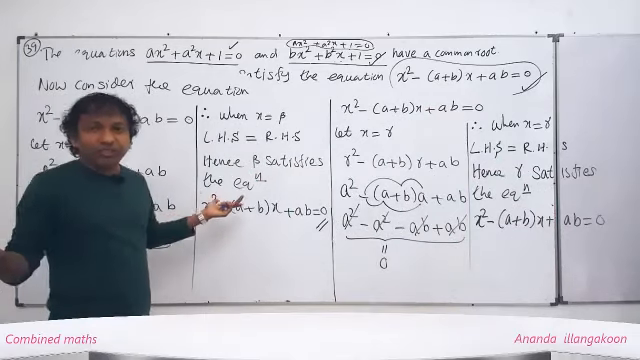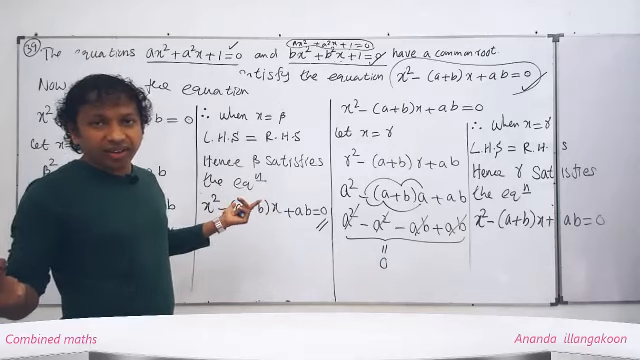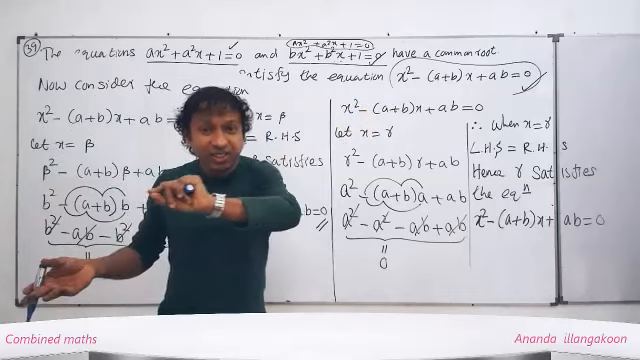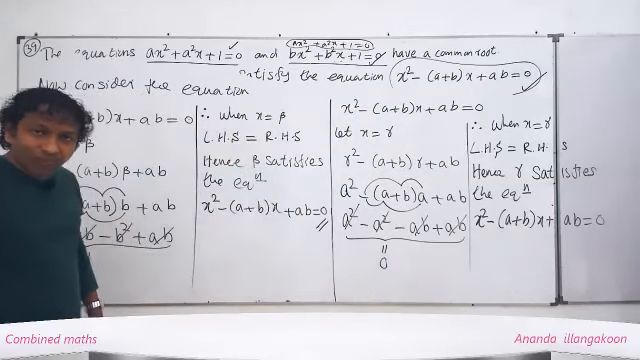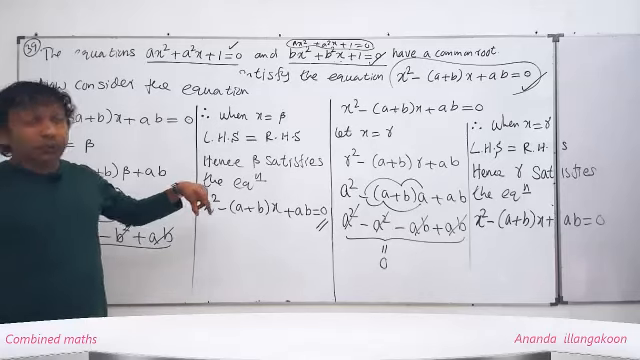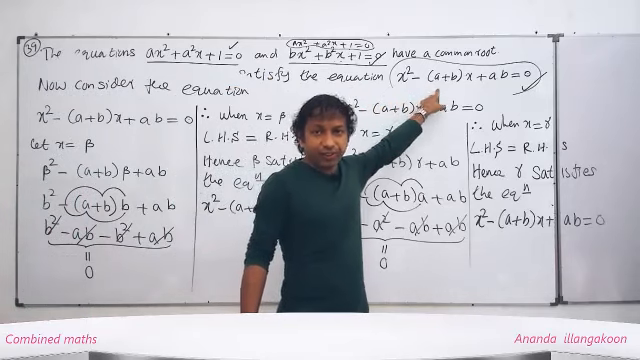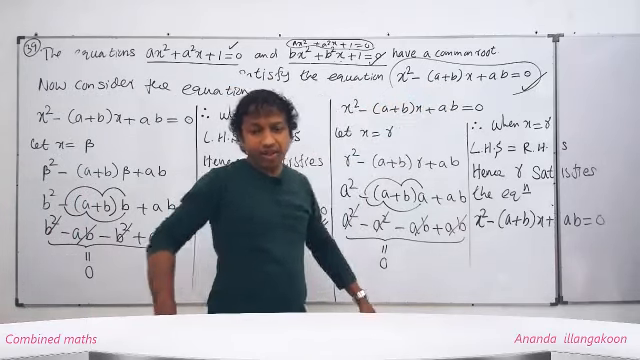Now, we have finished what? Both the other two roots, beta and gamma, satisfy this equation. Then the final statement you must write: Therefore, the other roots of the two equations given satisfy this equation. Understand? Okay, write that down.